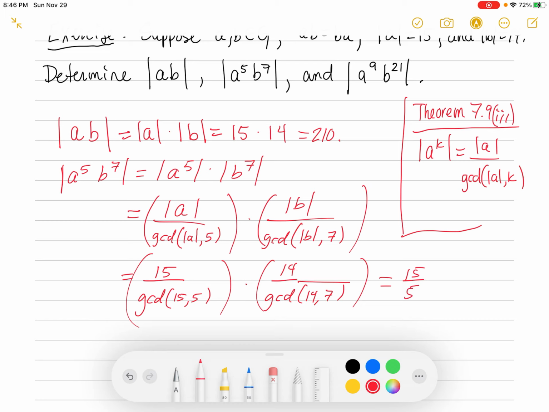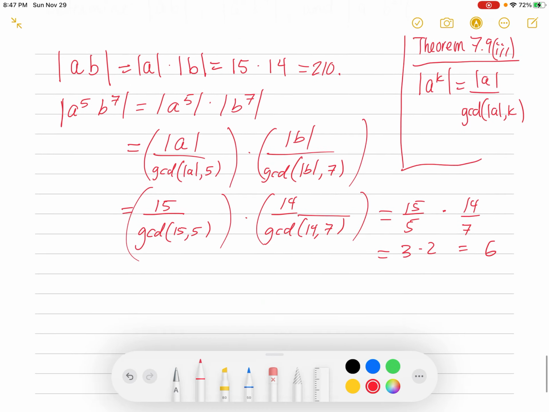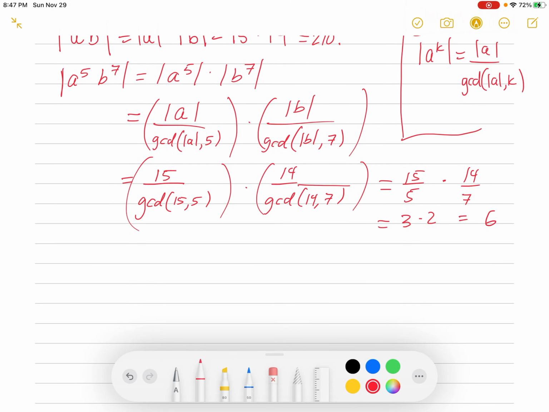So that's going to give us 15 over, what's the greatest common divisor of 15 and 5? 5. Times 14 over the greatest common divisor of 14 and 7, which is 7. So we're going to get 3 times 2, which is 6. So the order of A to the 5th, B to the 7th is 6. So if you took A to the 5th, B to the 7th, you'd have to have 6 copies of that to get to the identity.